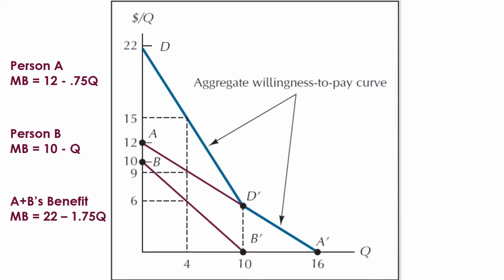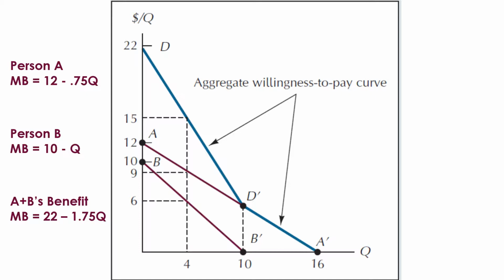So what you can do is look at the marginal benefit curves and just simply add these together. 10 plus 12 will give us this 22. This minus 0.75 Q minus Q, you add those together and you get minus 1.75 Q. That will give us our aggregate willingness to pay. This works here in very simple terms, and when we set it up equal to MB equals then the rest of the equation, similar to an inverse demand curve.